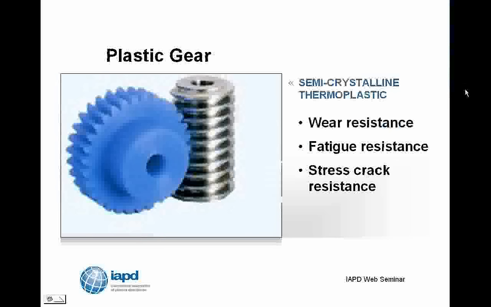Oops, I had one more example. A plastic gear, and in this case they chose nylon, which is a semi-crystalline thermoplastic, for its wear resistance and its fatigue resistance as those teeth are repeatedly stressed, and its stress crack resistance. You certainly wouldn't want to make a plastic gear out of materials like acrylic or polystyrene.